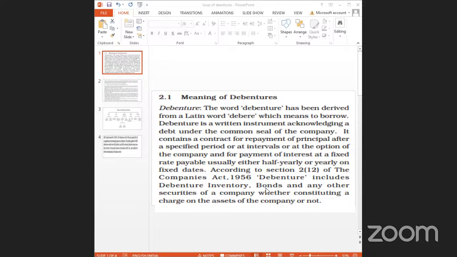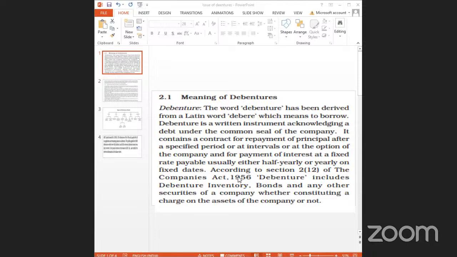Now, what do you mean by debenture? Debenture is nothing but a debt, a loan taken from the general public. See, when we start a company, we issue equity shares to the public. Via issuing equity shares, we collect capital. So we use equity shares to raise capital. In the same way, if you want to raise debt, a loan from the public, we use the instrument debentures.